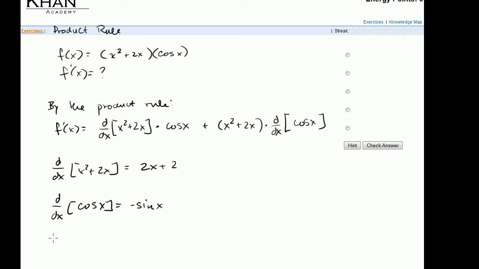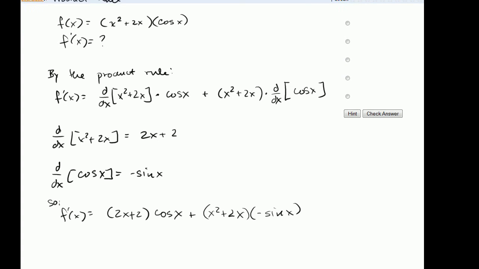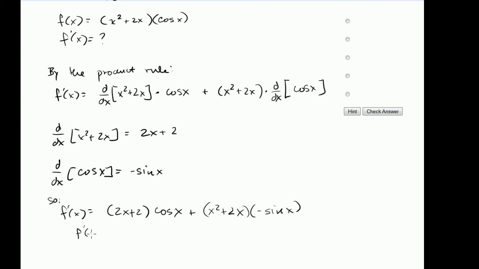And then they click hint again, and then they say, so f prime of x is going to be equal to 2x plus 2 times cosine of x plus x squared plus 2x times negative sine of x. Or, if we want to simplify it completely, we have f prime of x is equal to 2x plus 2 cosine of x minus x squared plus 2x times sine of x.